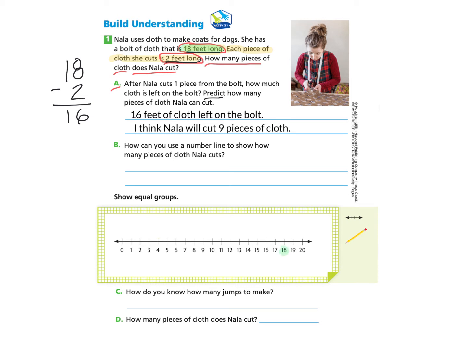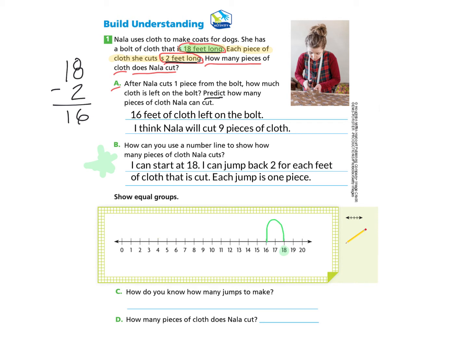So I want you to think, how can I use this number line to show the 2 feet that she cuts to make the dog coat? So if you want to pause and think about that for a second, and when you come back, I think you'll be able to answer part B here. And so here's what I'm thinking with the number line, is that I'm going to start at this 18, and I'm actually going to jump back 2. So 1, 2, that would put me at 16. And I'm jumping back 2 for each foot of cloth that is cut, and each jump represents 1 piece.